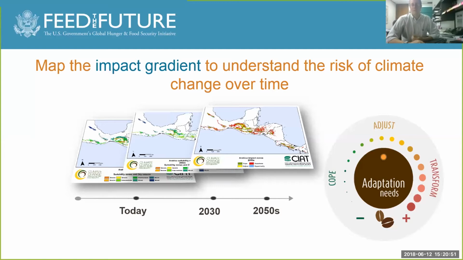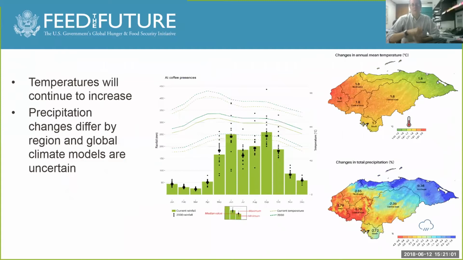So in general, and here we're going to dig into quite a bit of detail into the case of Honduras, just to give you an idea, and then I'll show some results from other countries as well. But in general, what we're talking about is temperatures that are going to rise and precipitation that is going to vary. So here you can see in the upper right-hand corner the map of Honduras showing the projected temperature increases. And you can see, again, it varies across the country, but there are going to be some pretty significant increases.